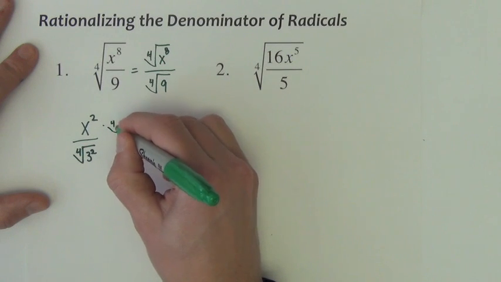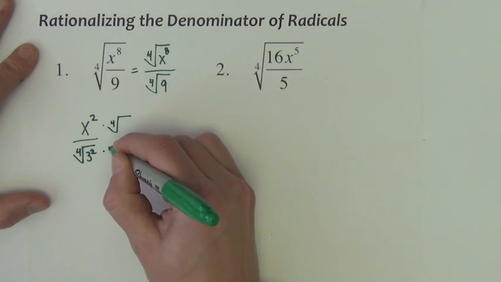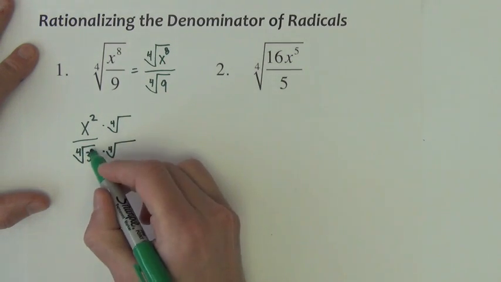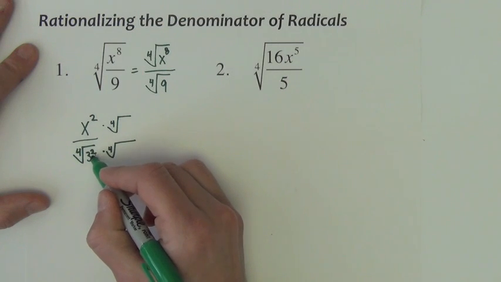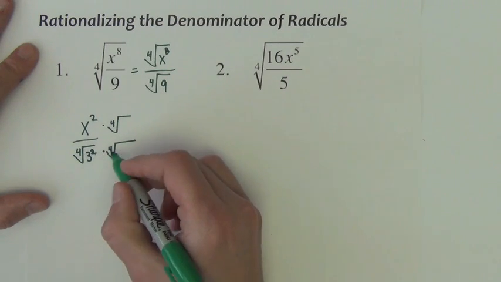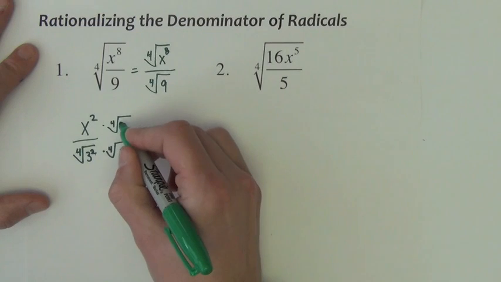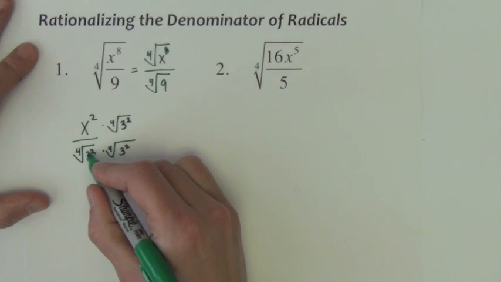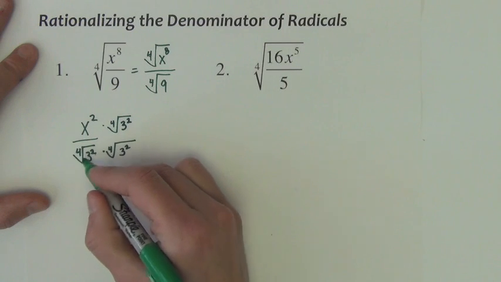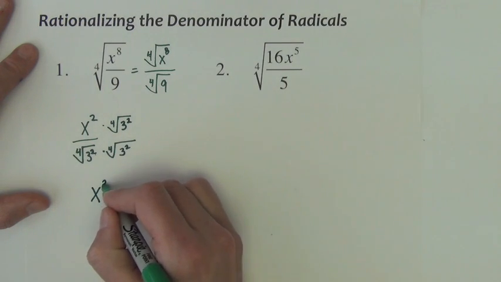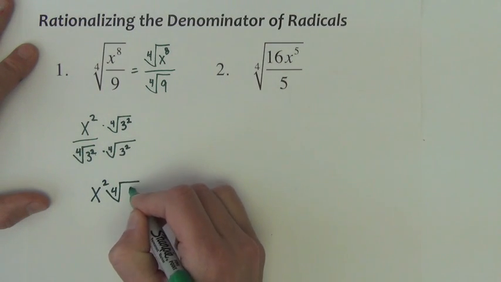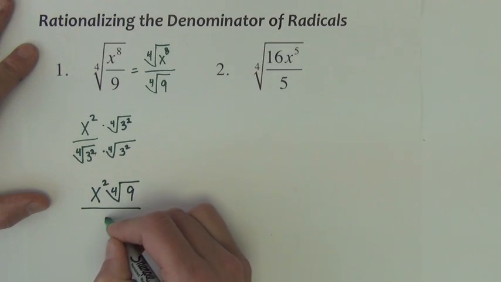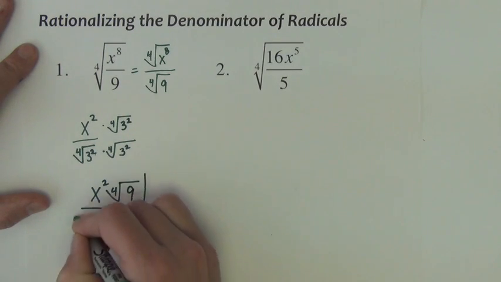Now this time I have to multiply top and bottom by a 4th root. And I already have 2 powers of 3. So the question is, how many more powers of 3 do I need? The answer is 2 more. Trying to get to a total of 4 powers of 3 because that'll match the radical. Numerator becomes x squared times the 4th root of 9. Denominator becomes just 3.